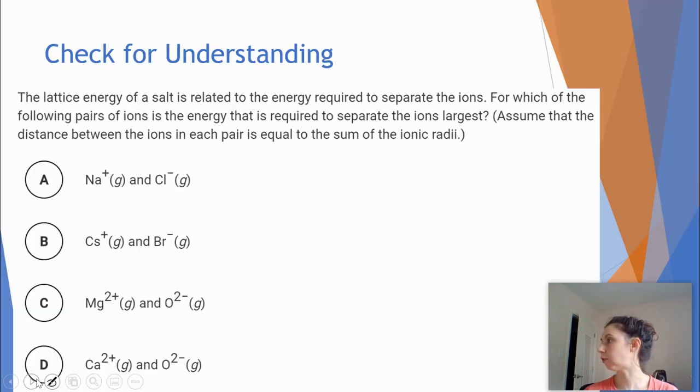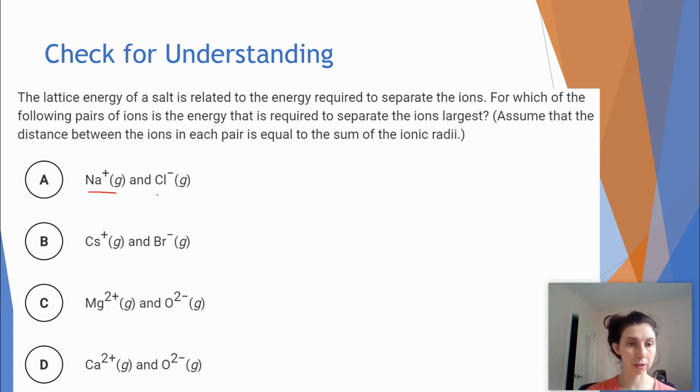So go ahead and check for understanding. The lattice energy of a salt is related to the energy required to separate the ions. For which of the following pairs of ions is the energy that is required to separate the ions largest? Okay, so we're looking for the energy required to separate the ions to be the largest. So we want the strongest attraction.